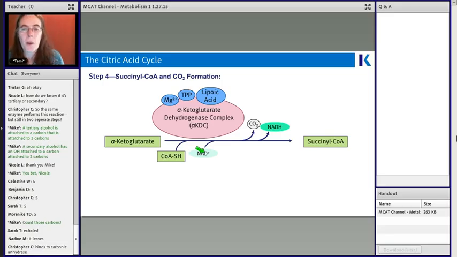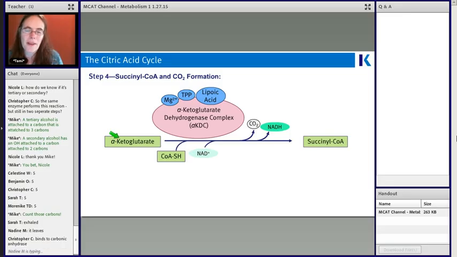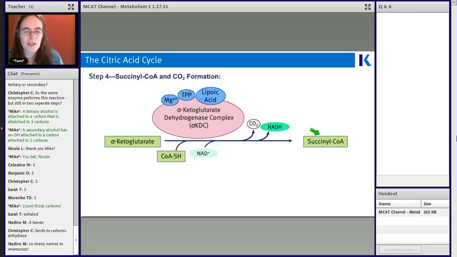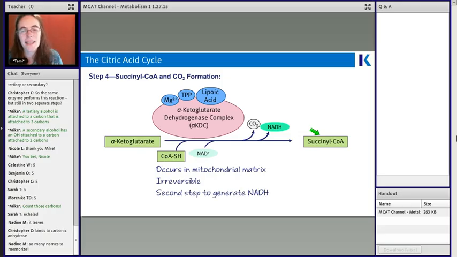I have another multiple enzyme complex here, alpha-ketoglutarate dehydrogenase, and I'm going to get my carbons out. So I went from a 5-carbon to a 4-carbon, because I just lost another carbon dioxide, which I will exhale. This occurs in the mitochondrial matrix. It is irreversible, and it's the second step in our citric acid cycle to produce NADH, which we need, and our carbon dioxide, which we will exhale.